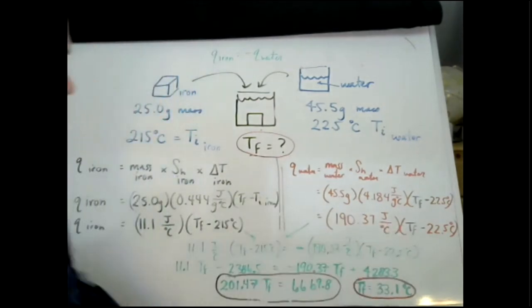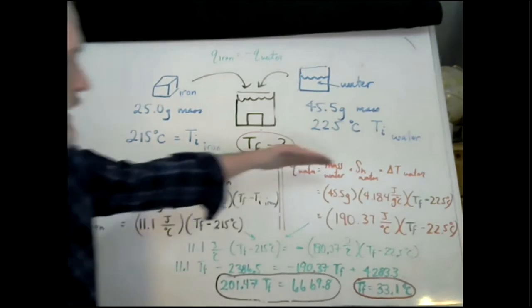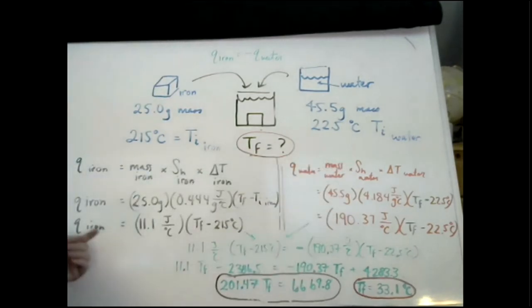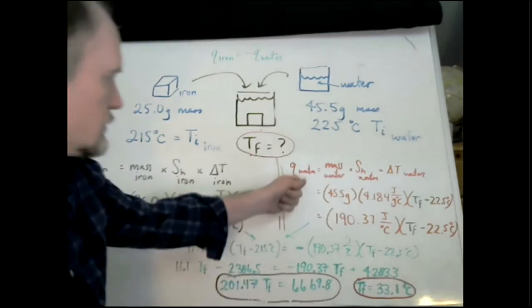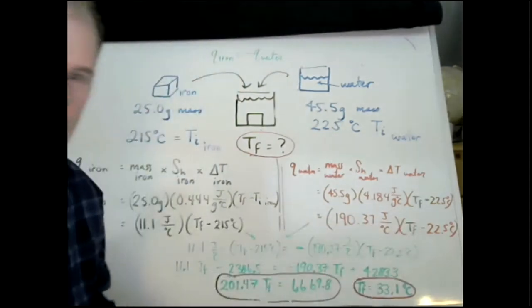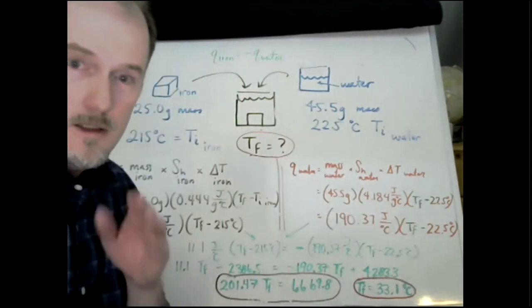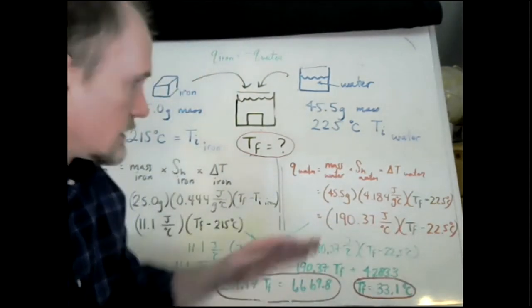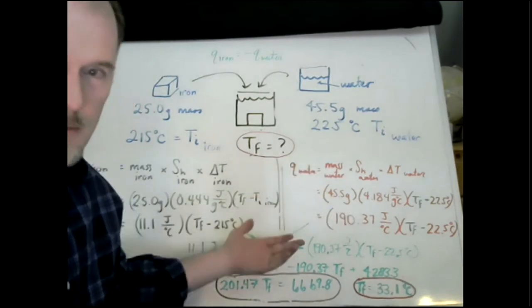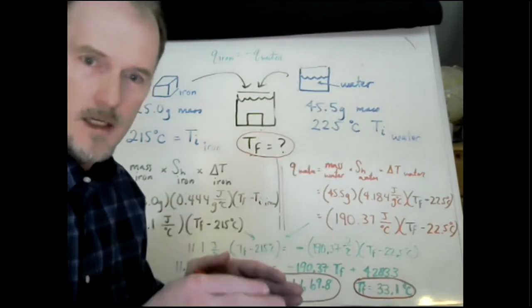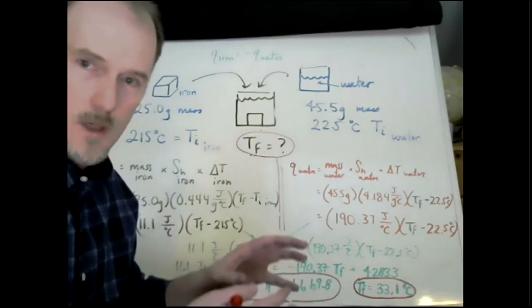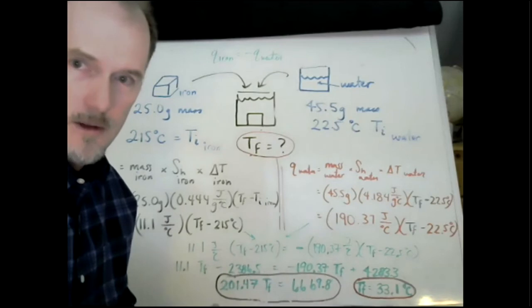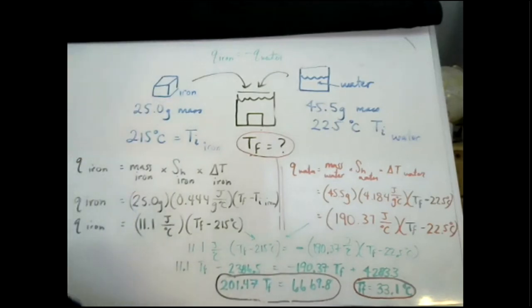Okay. So now I've taken each of these equations about as far as I can, but each of these equations has two variables, Q iron and T final, Q water and T final. Well, you can't solve an equation with two variables, so what do? If you have two equations with two variables, you can set one equation in terms of the other. So basically, you're going to substitute into one equation the values from the other. And that's what we do.